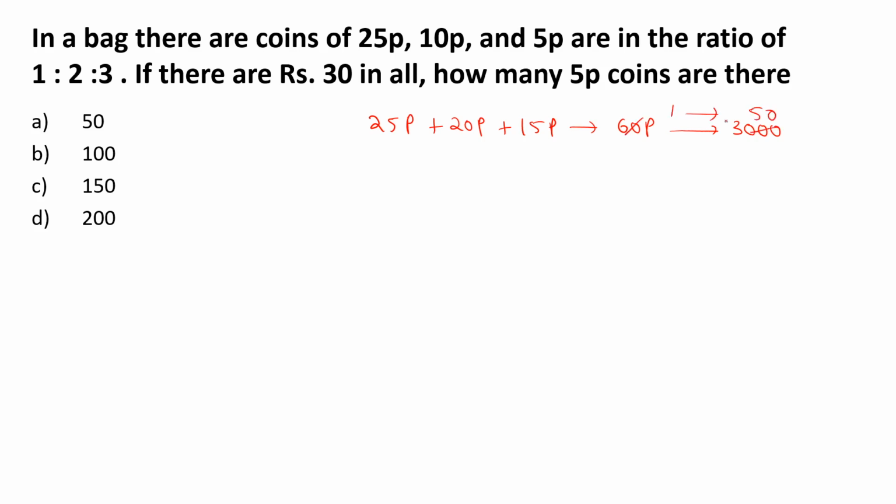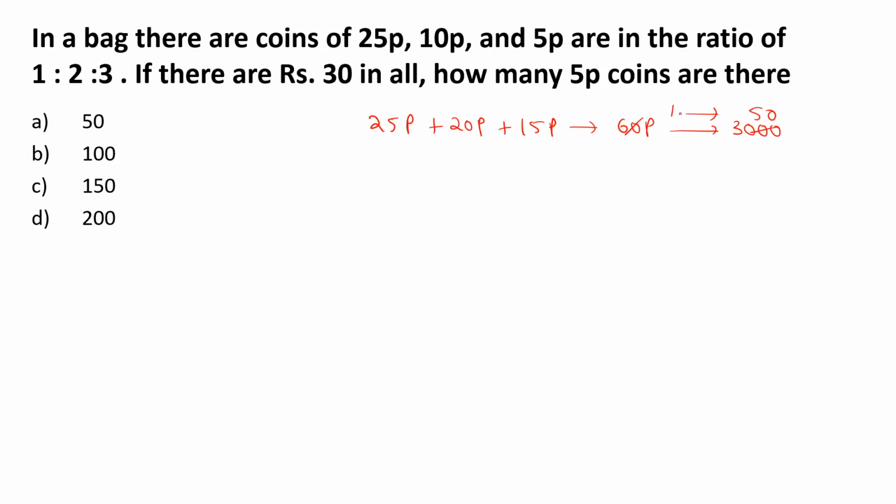The value of 1 unit becomes 50. To get the answer, we have to multiply the ratio with 50 to get the number of coins of 25 paisa, 10 paisa and 5 paisa respectively.